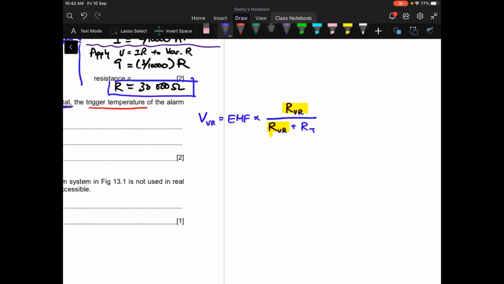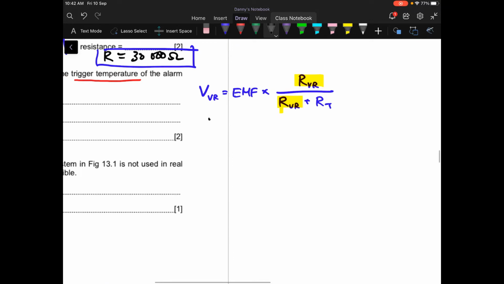I understand that you all don't like algebra. So what we can do is that we can substitute as many constant terms, constant value into our expression first. So we know that we want our alarm to sound. So your voltage of your VVR will be 9.